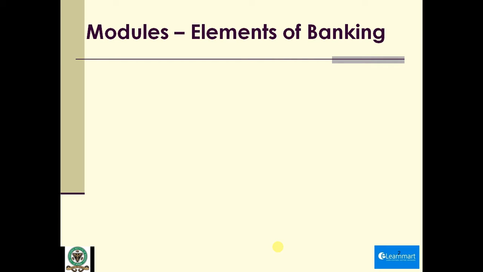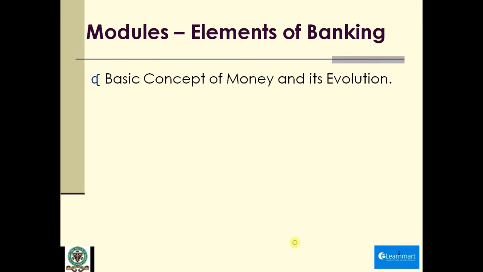The content of the diploma course has been divided into modules. The first module is the basic concept of money and its evolution. The basic concept of money and its evolution has the following under it. Number 1 is the definition, origin, importance, features, and functions of money. Number 2 is the basic concept of money, types of money, and other means of exchange.